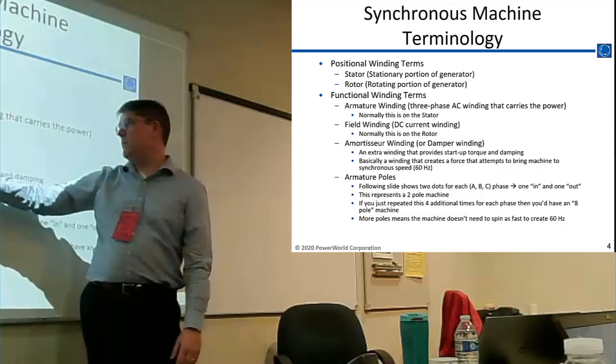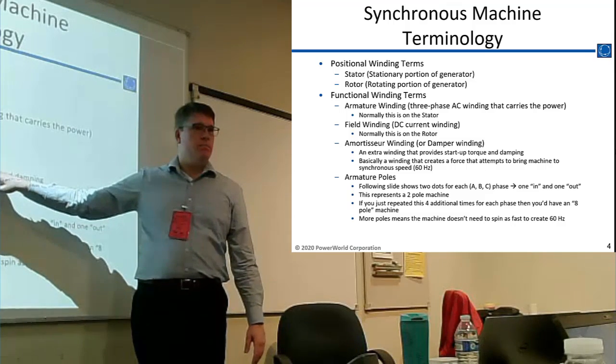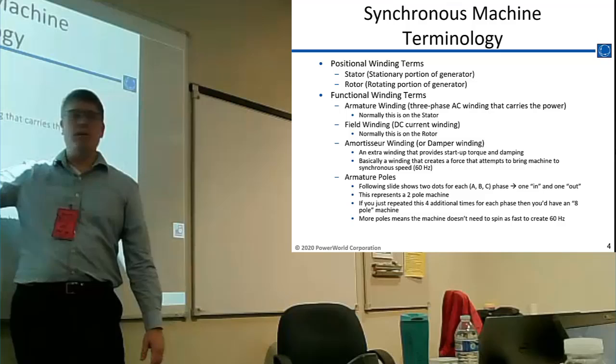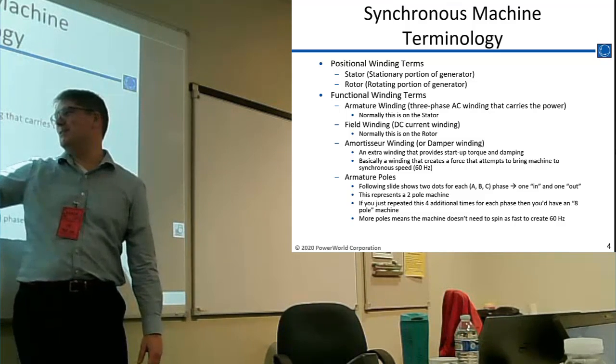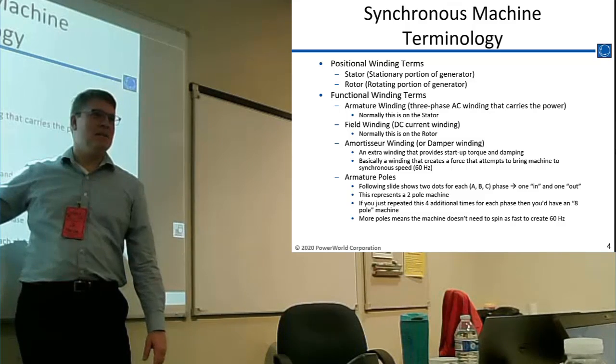They're called damper windings, is what I like to call them. Mostly because when you say amortiseur, nobody knows what you're talking about. I assume that's just the French word for damping. Does anybody know?